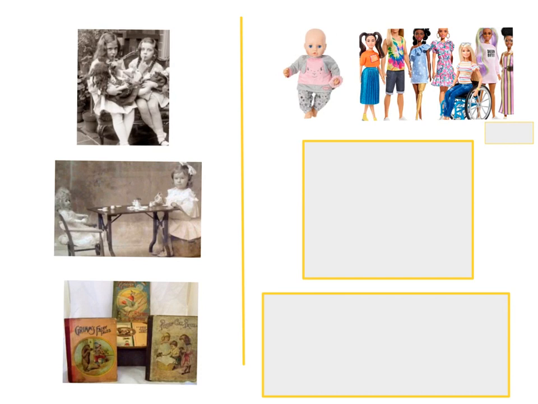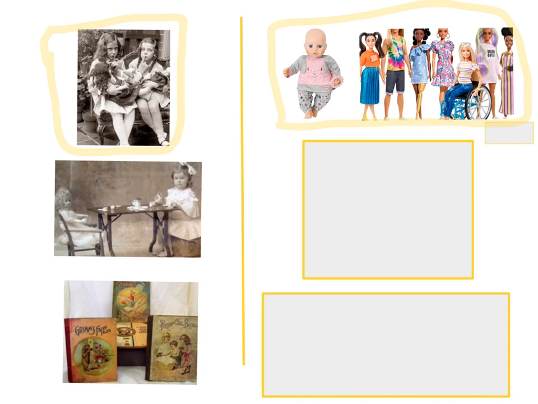So, for example, these modern dolls will be made out of plastic. And these dolls here would have been made out of, or might have been made out of, china.